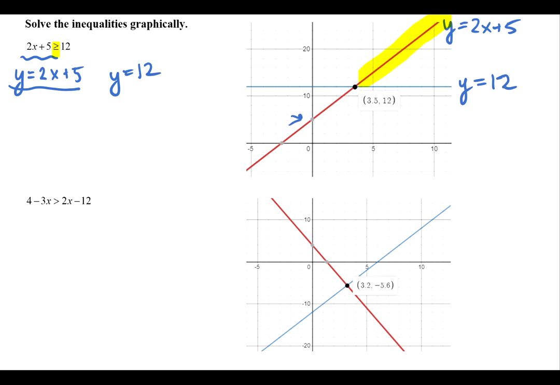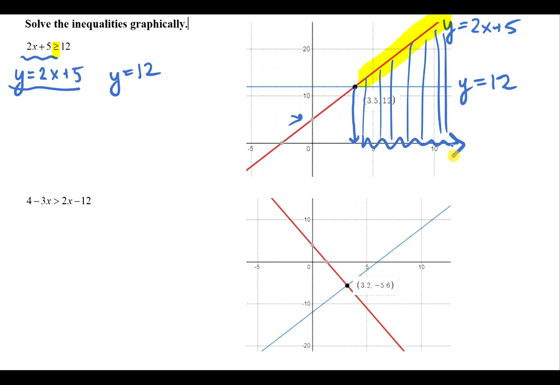To find the solutions, we need to think about what the x values are. Now we know the intersection is at 3.5, so that's the first place, and then we would have values all the way out through here. We're basically shading our x-axis all the way out to the right. Again, our intersection is our boundary for our solution set. So our solution set would start at 3.5, and because it's going out to the right, it's going out to infinity. Always use parentheses with infinity. Because we have an equals in the original inequality, we can be equal to that intersection value. So our solution set is 3.5 to infinity, including 3.5.